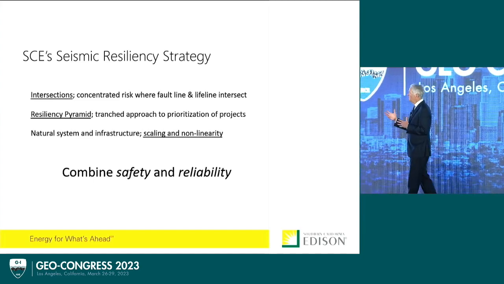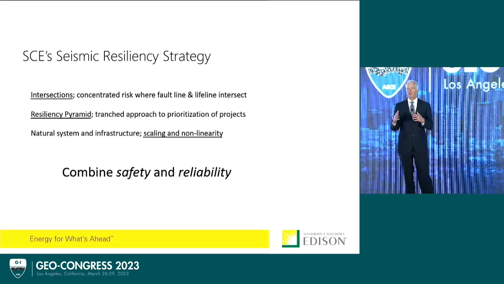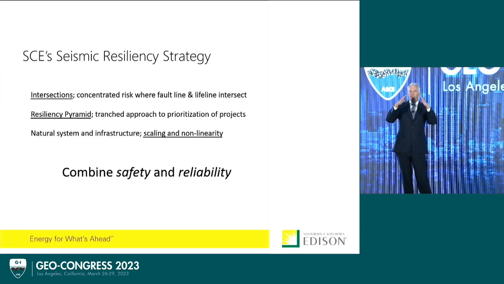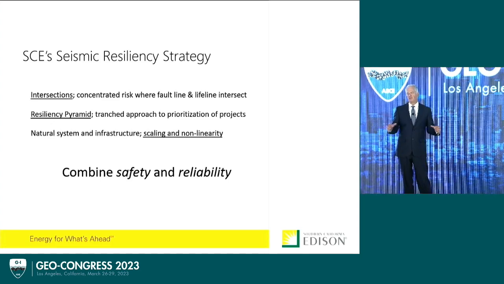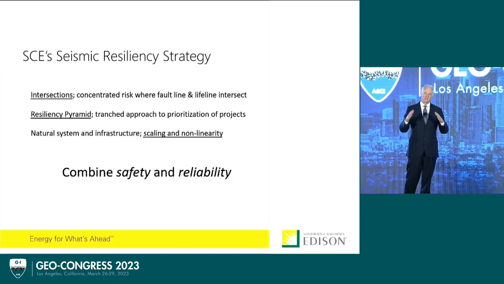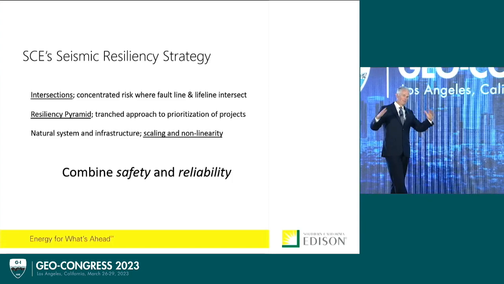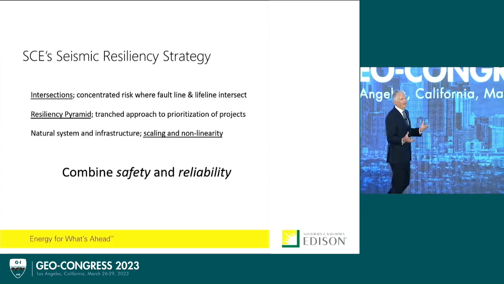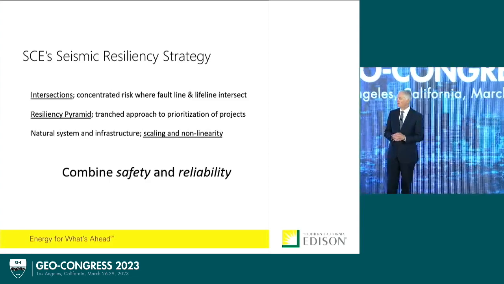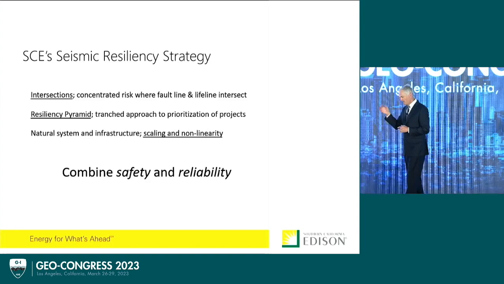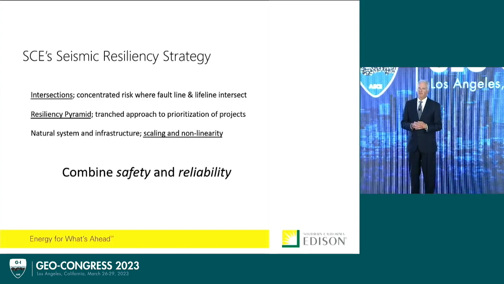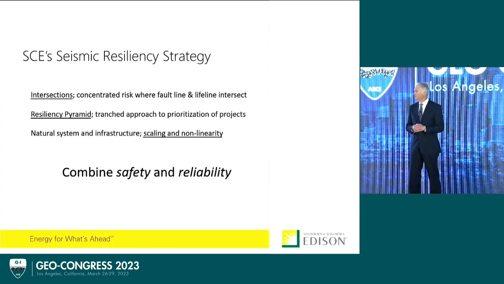Idea number 2 is what we call our resiliency pyramid. It's a simple triangular diagram with our most critical facilities at the top, and at the base of the pyramid, a large number of critical assets that are just not as critical as the stuff at the top, but also can't be ignored because they're also important to providing electric power service to our customers. By the way, we have 5 million meters. We serve about 15 million people in the Southern California region.